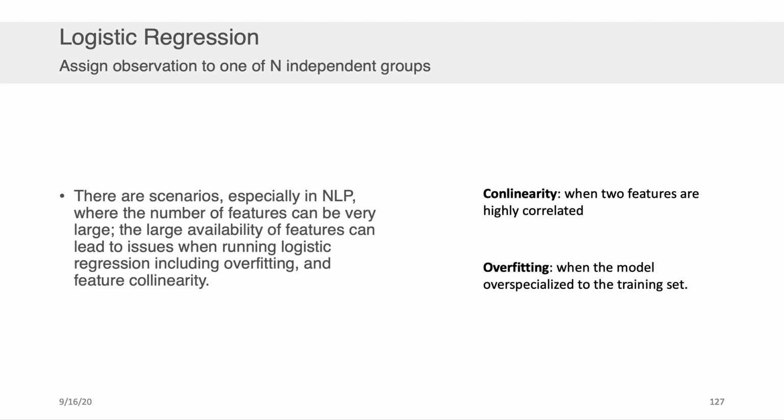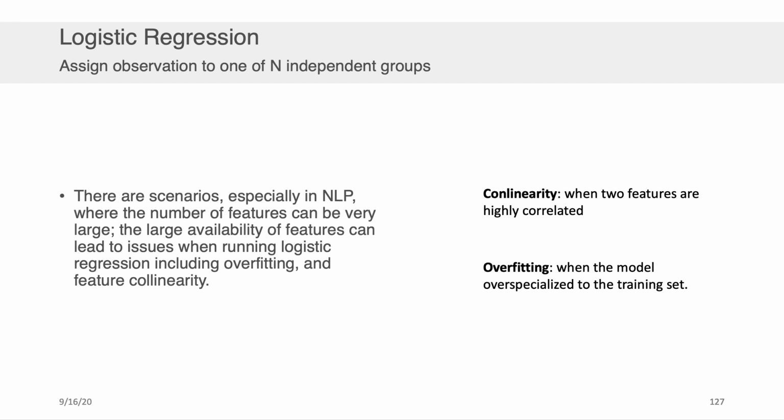Now, there are scenarios, especially in NLP, where the features can be really large. The large availability of features can lead to issues when you're running a logistic regression. Two issues specifically are overfitting and feature collinearity. Feature collinearity happens when two features in your data set are very highly correlated. Let's say that in every sentence you used in a bag of words representation, every sentence that had the word the always had the word cat. And those both happened exactly one time in every sentence. Well, then those two columns in your data set are going to be identical. And so they're perfectly collinear.